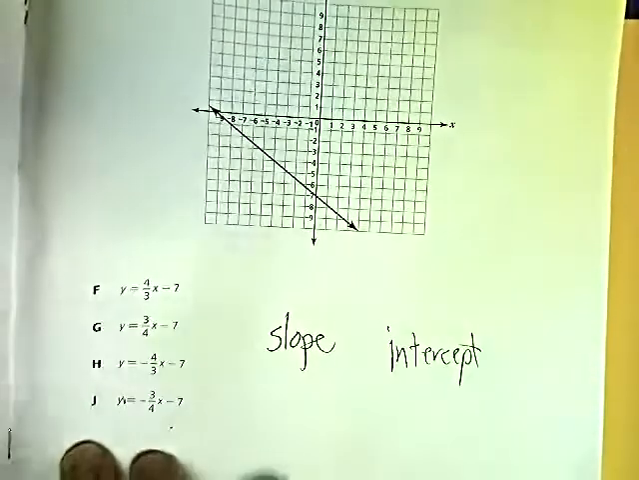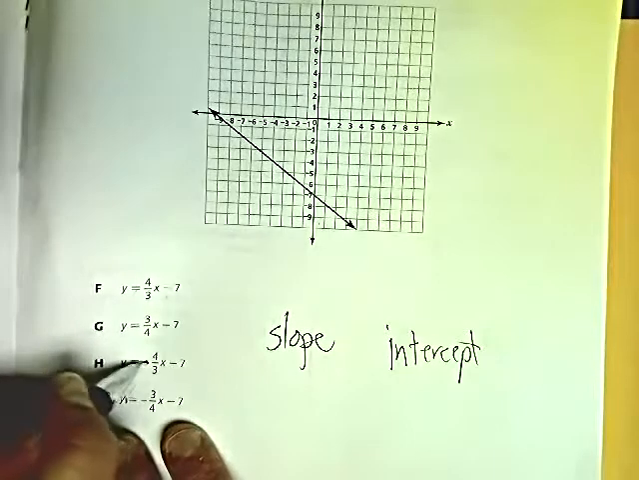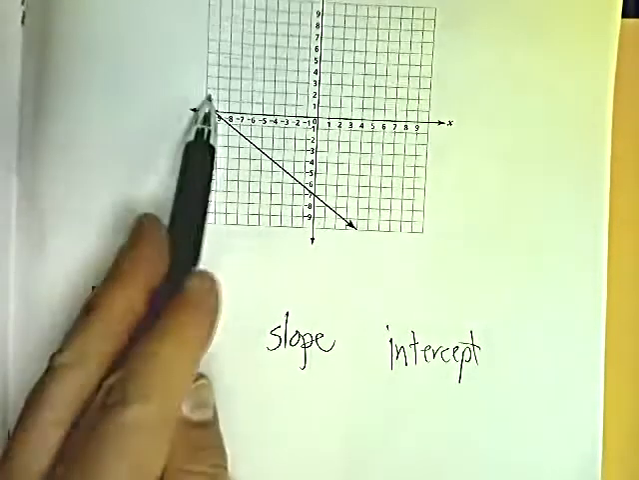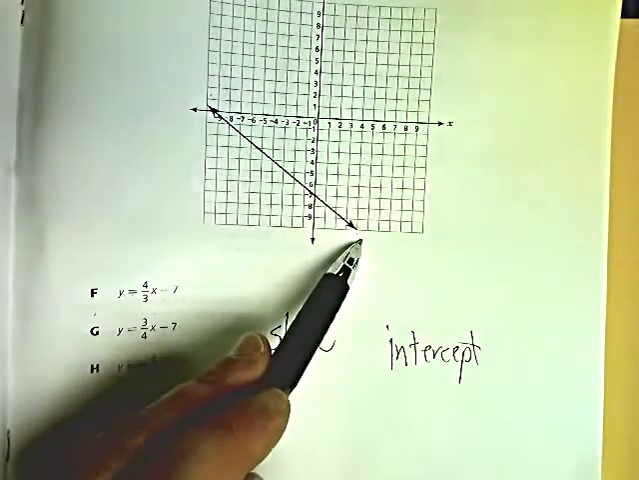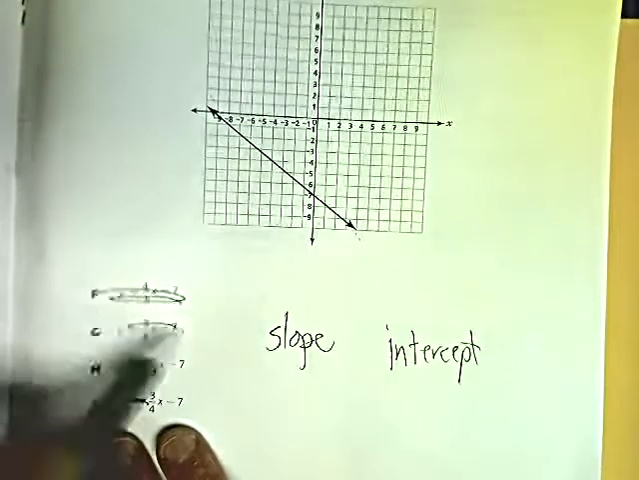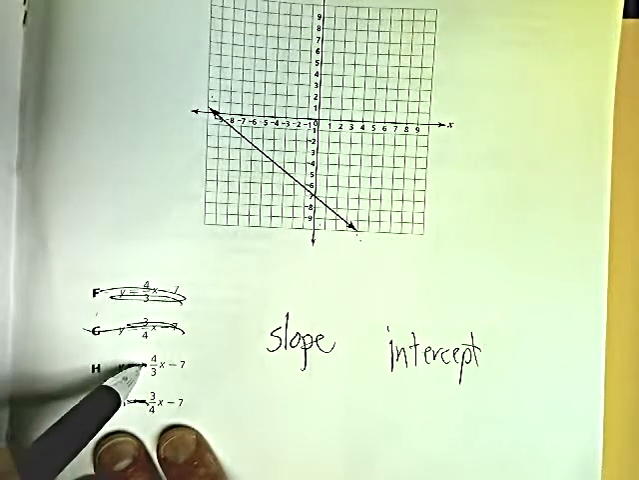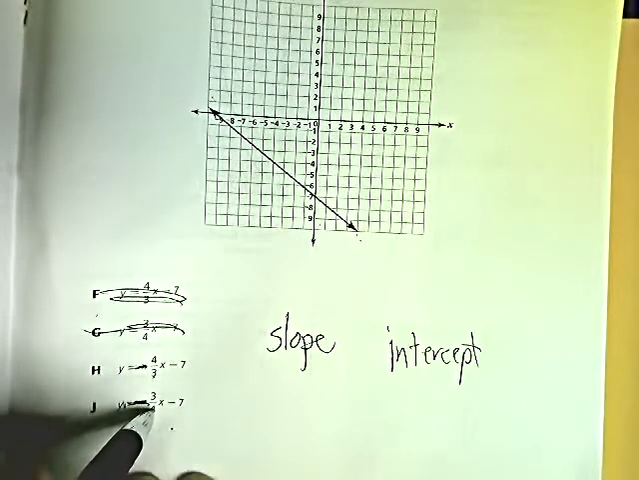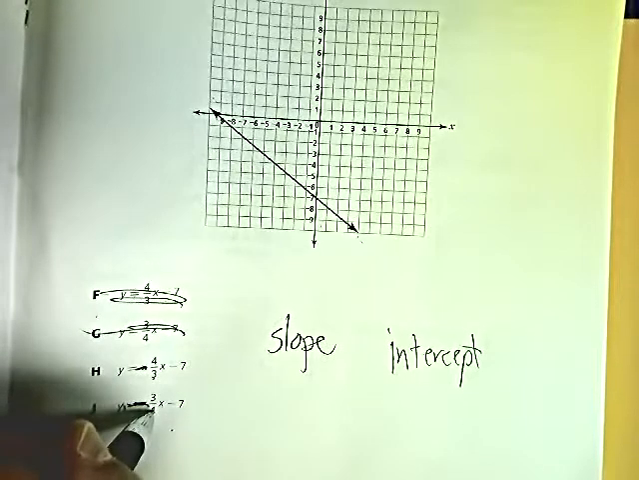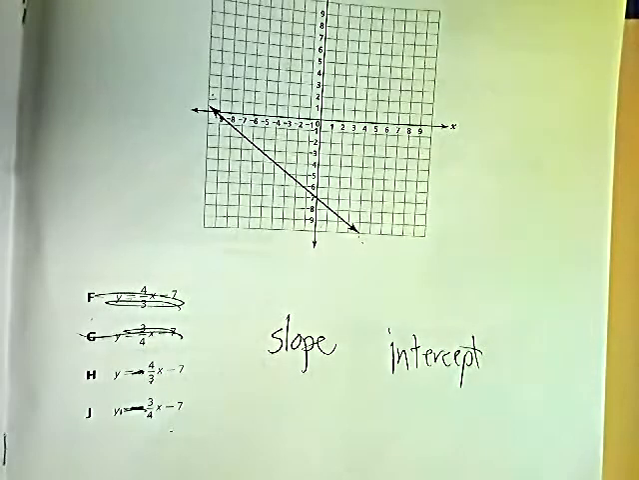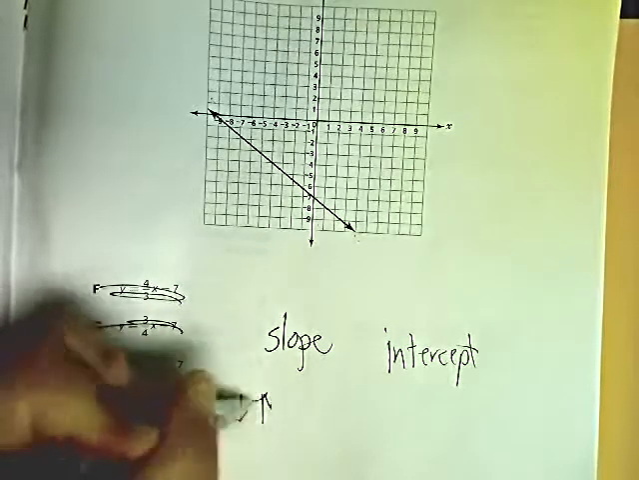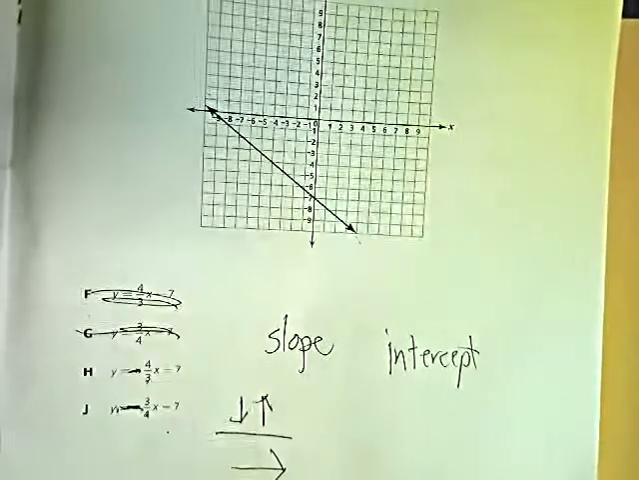Now, the answers, you may not be able to see the negative in this one, and this one also has a negative. It's going down, people. It's a negative slope. So this one is out, and so is this one. So what you're going to look for is negative 4 over 3 versus negative 3 over 4. Now, if you remember anything about slope, other than the formula is on the formulas page in case you need to use it, the top or bottom tells you whether you go up or down, and the other one tells you how far you go to the right.